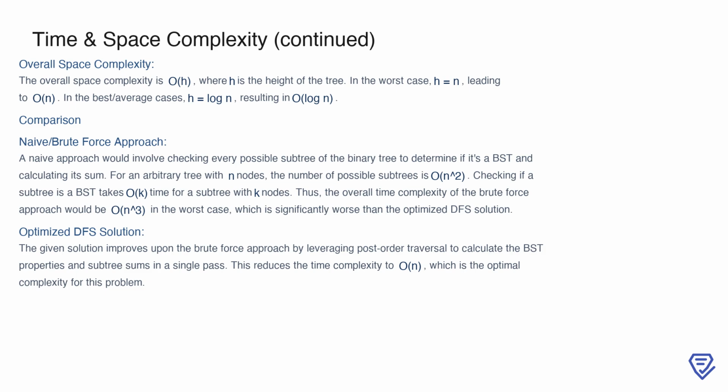To put this in perspective, let's compare it to a naive or brute force approach. A naive solution would involve checking every possible subtree within the binary tree to determine if it satisfies the BST property and calculating its sum. For a tree with n nodes, the number of subtrees can be O(n squared), and verifying if a subtree is a BST takes O(k) time for a subtree with k nodes. This results in an overall time complexity of O(n cubed) in the worst case. In contrast, the optimized DFS solution avoids this inefficiency by calculating BST properties and subtree sums in a single traversal, achieving the optimal O(n) time complexity.